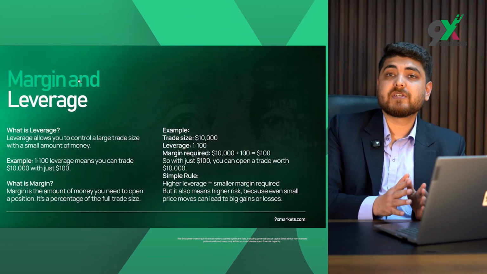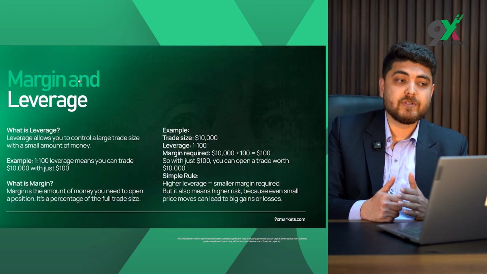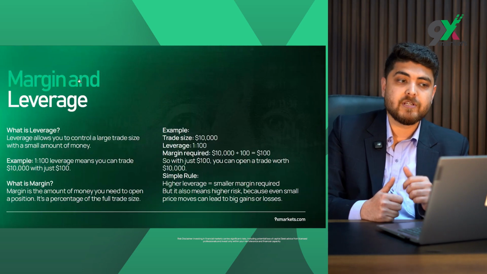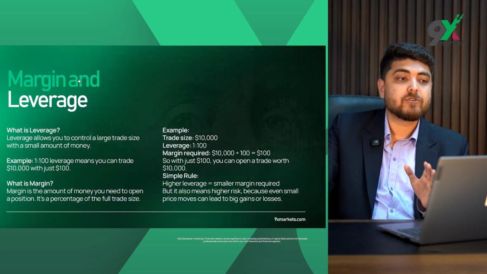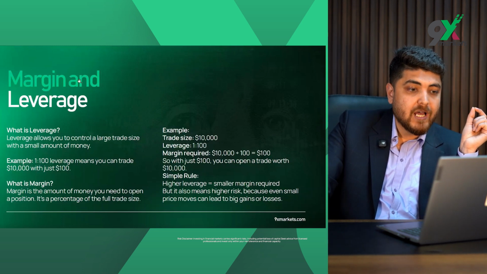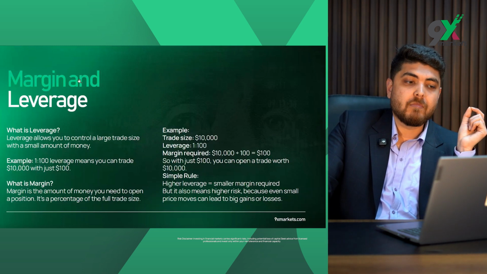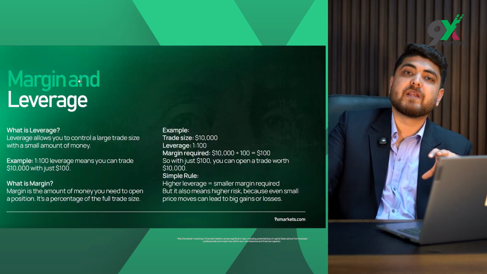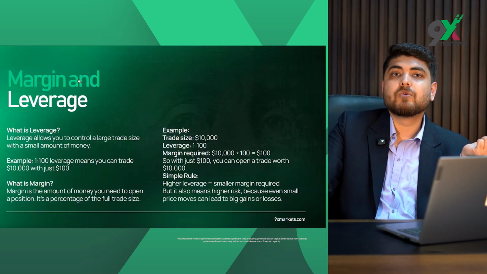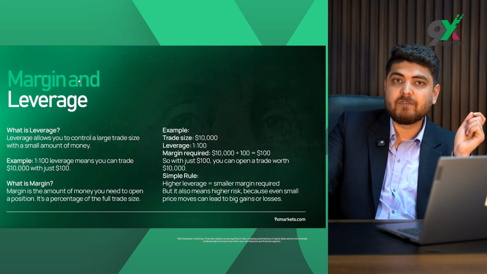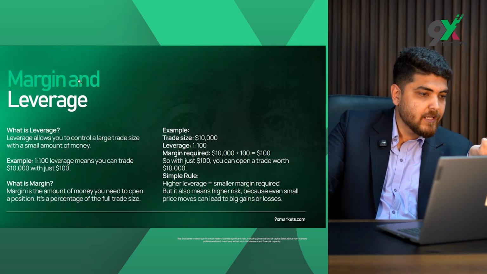So now it comes to margin and leverage. I will explain this again. Leverage I have already explained, but now let me explain it properly with margin as well. So now what I want you guys to do is pay attention to the screen. What is leverage? Leverage allows you to control a large trade size with a small amount of money, which I explained in the previous example where you are doing CFD trading on gold. Because you are investing very little money, but your leverage is high, you can take a bigger position. And there is an example you can see as well.